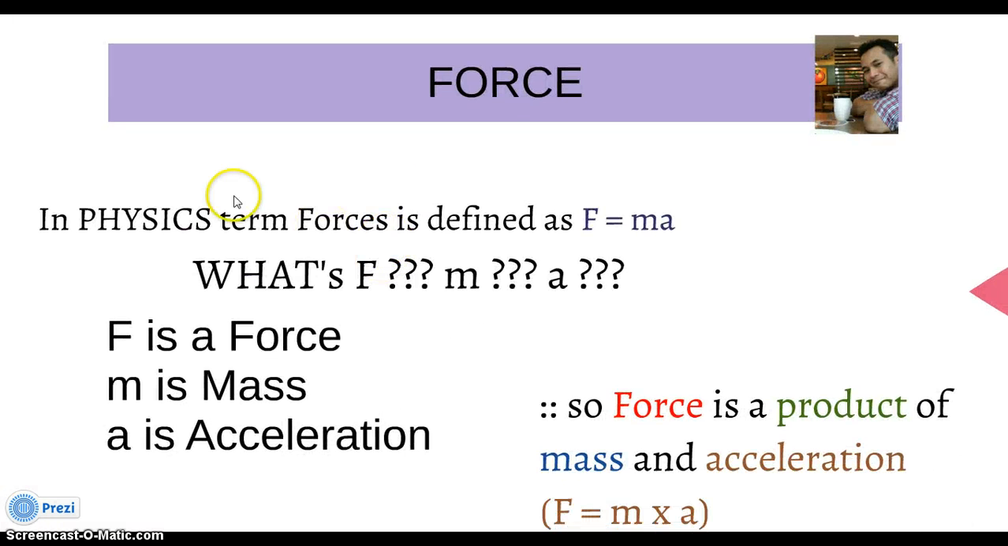Now we go to the physics term. So what is force in physics terms? Force is equal to ma. So we have a force F, a mass m, and a is acceleration. So force is the product of mass and acceleration. F is equal to m multiplied by the acceleration.